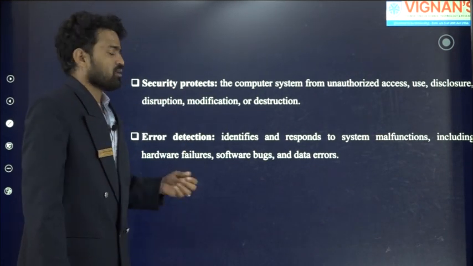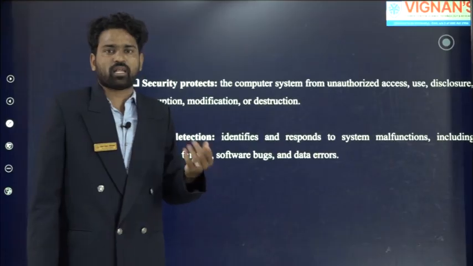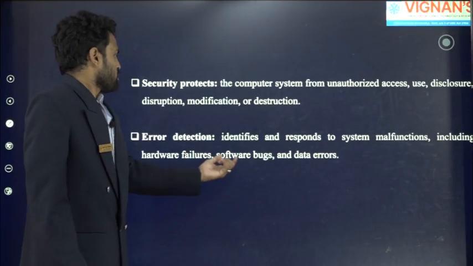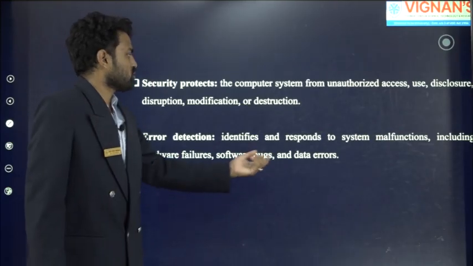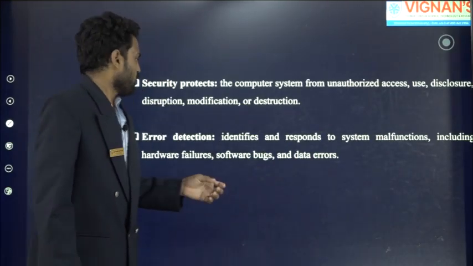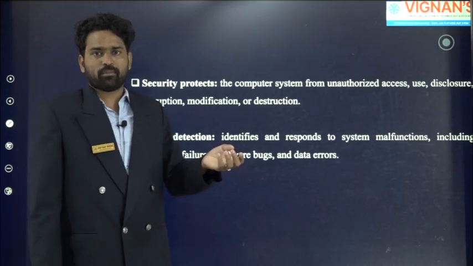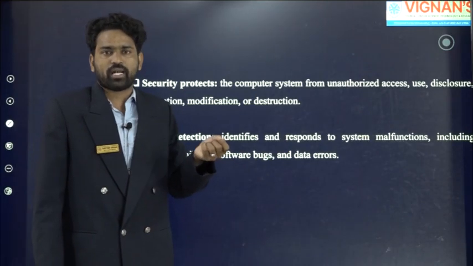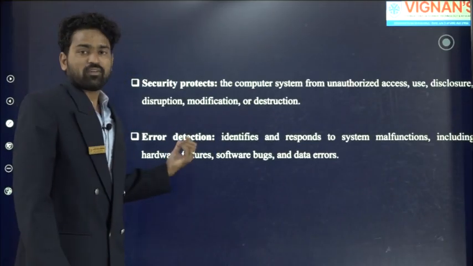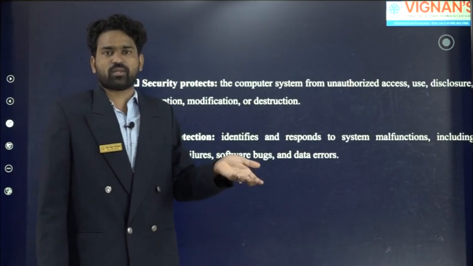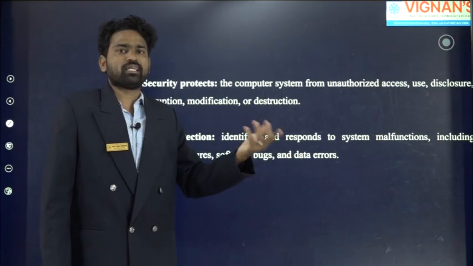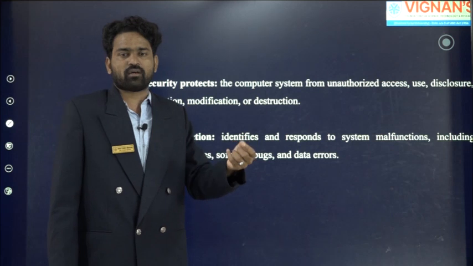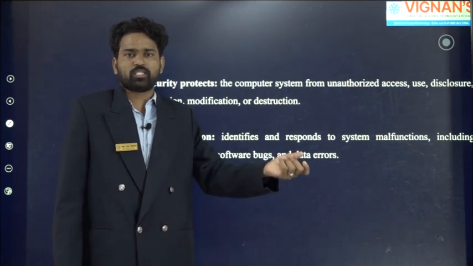Next, error detection. The operating system is going to detect our errors. It may be software failures, software bugs, hardware failures, or data errors. For example, we have given one C language program. In the C language, we have missed something, a semicolon or double quotes. The operating system runs the program from the main memory. After running that program, it will show us this is the bug we have detected and this is the error that we have detected from this particular program.